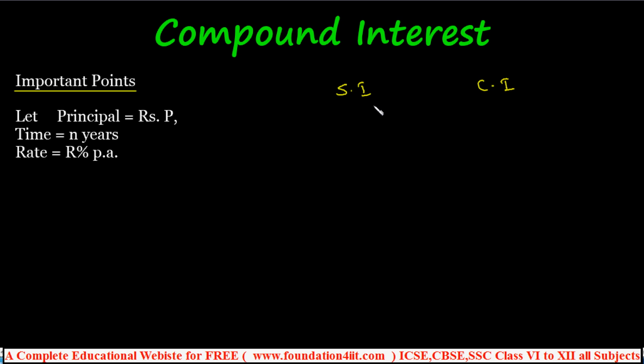That means the interest will be the same throughout the number of years in simple interest, but in compound interest, the interest will be added to the principal. Let us see one small example. Take a small number, 100 rupees, which we deposit in the bank for 2 years at 10% rate of interest. Then every year we get 10 rupees as interest. So first year 10 rupees and second year 10 rupees, total 20 rupees as interest for 2 years.